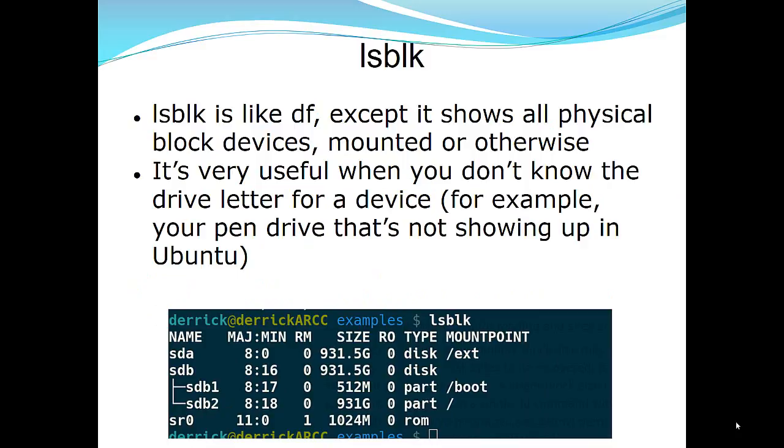Okay, lsblk is like DF, except it shows all physical block devices, mounted or otherwise. So this is a way you can see unmounted devices too. It's very useful when you don't know the drive letter for a device, for example, your pen drive that's not showing up in Ubuntu. Here you can see a capture of using lsblk, and it shows you what it found.